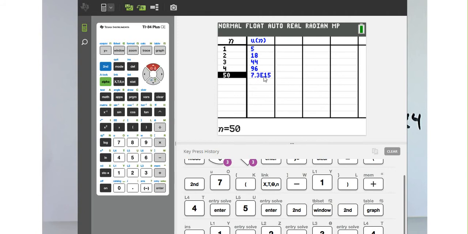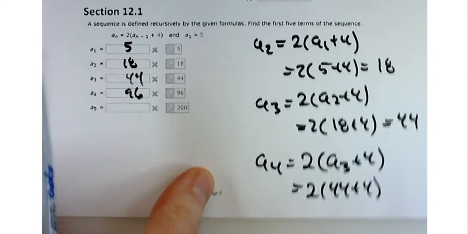Now, I'm only seeing 7.3 E15. If you want more of the digits, cursor over here. So that's, let's see, millions, billions, trillions, quadrillions. That's 7.3 quadrillion. That's huge. So it'd be really, really big. Nice of our calculator to do that for us, though. Let's continue.